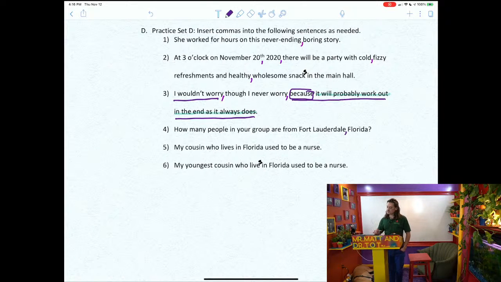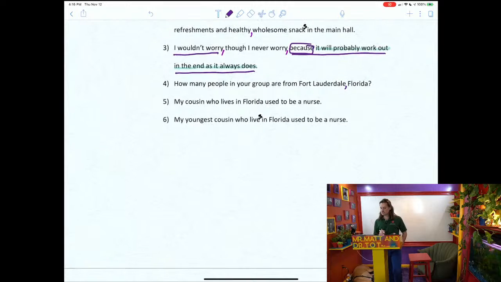5, my cousin who lives in Florida used to be a nurse. So the phrase who lives in Florida is essential to the identification of the individual, of the subject. So because it's essential information, we don't use commas, and so number 5 is correct.